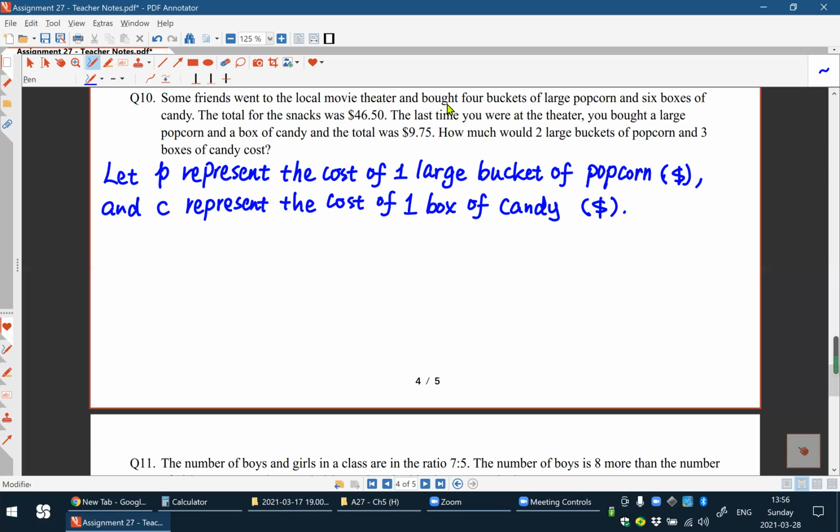Okay, all right, so what information do we have? So pay special attention to the sentences containing numbers. So 4 buckets of large popcorn and 6 boxes of candies. So 4P plus 6C. The total cost is 46.50, right? Okay, this is the first piece of information. Next, if we buy 1 large popcorn and 1 box of candy, so that means 1P plus 1C equals 9.75, right?